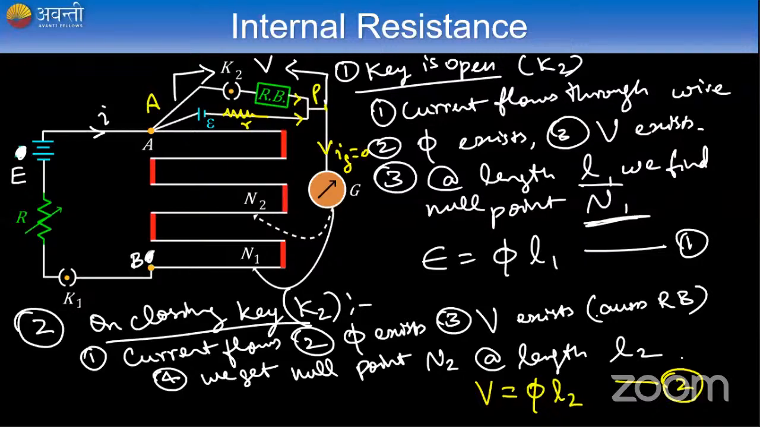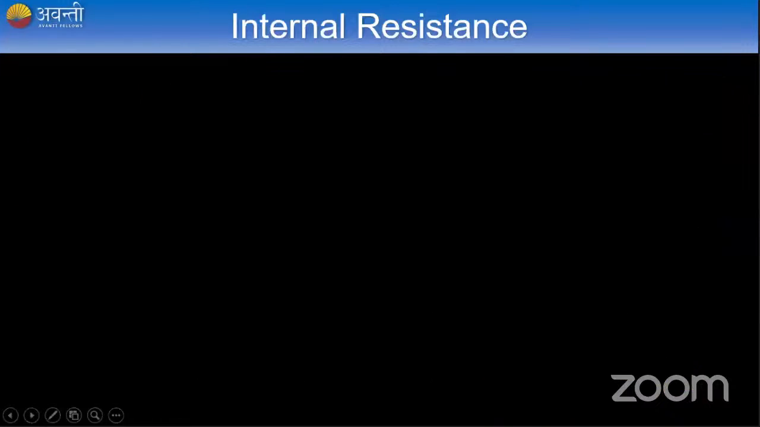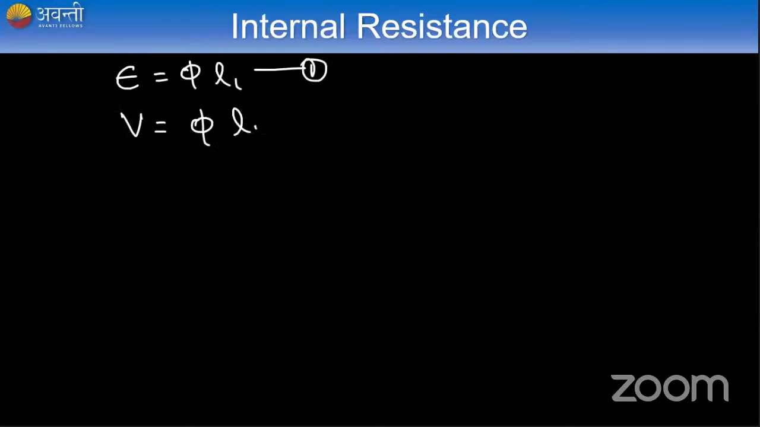I hope everyone has understood till here. This is one point where most people get confused. So good that you guys understood. Now I'm going to rewrite both the equations. So we got equation 1, epsilon is equal to 5 times L1, and V is equal to 5 times L2. This is my second equation.